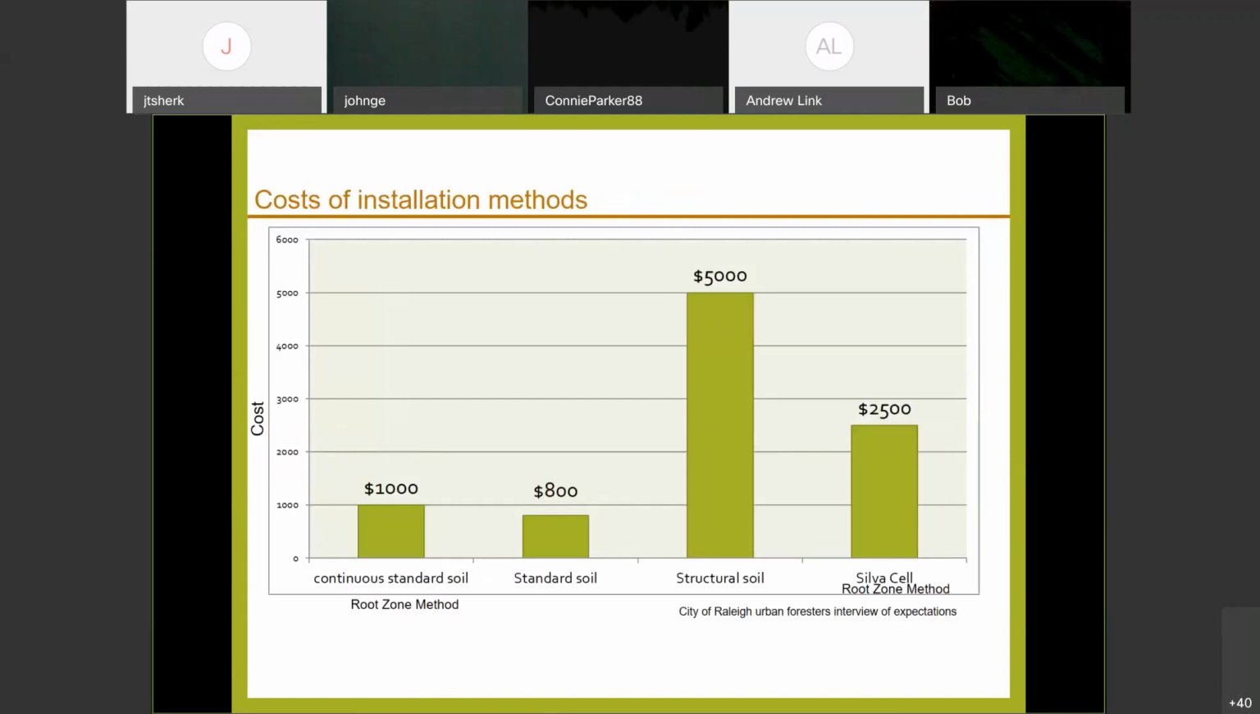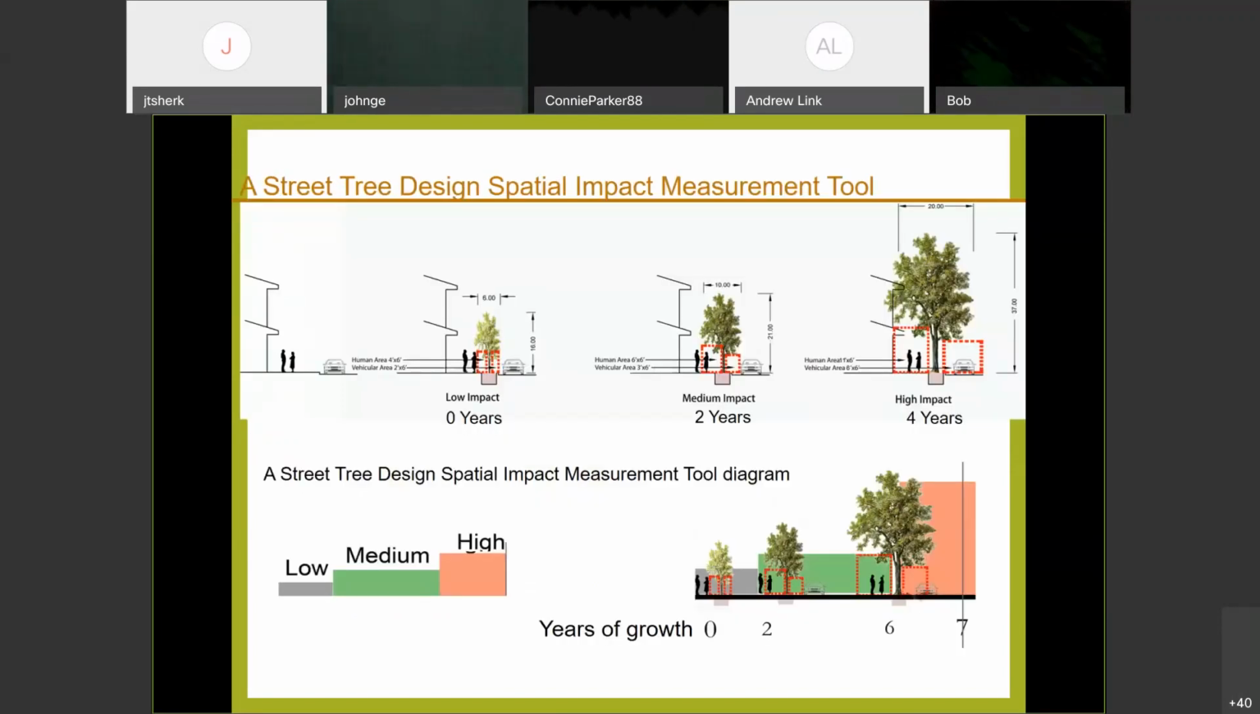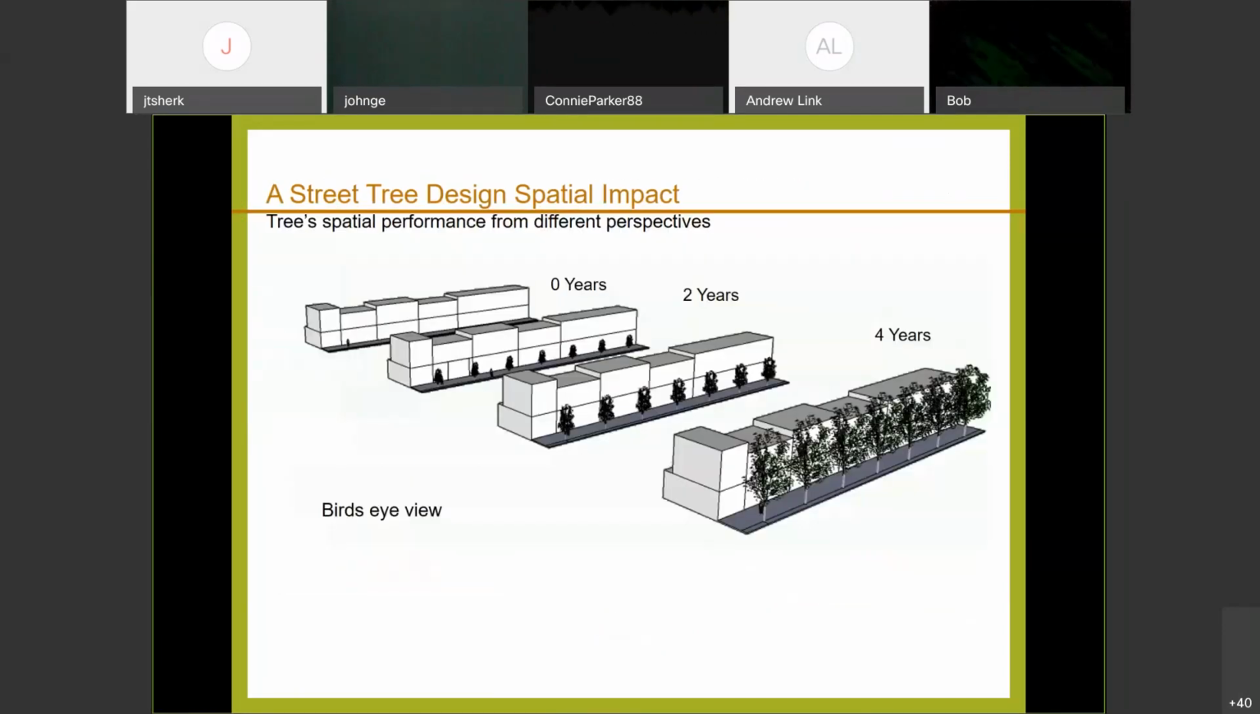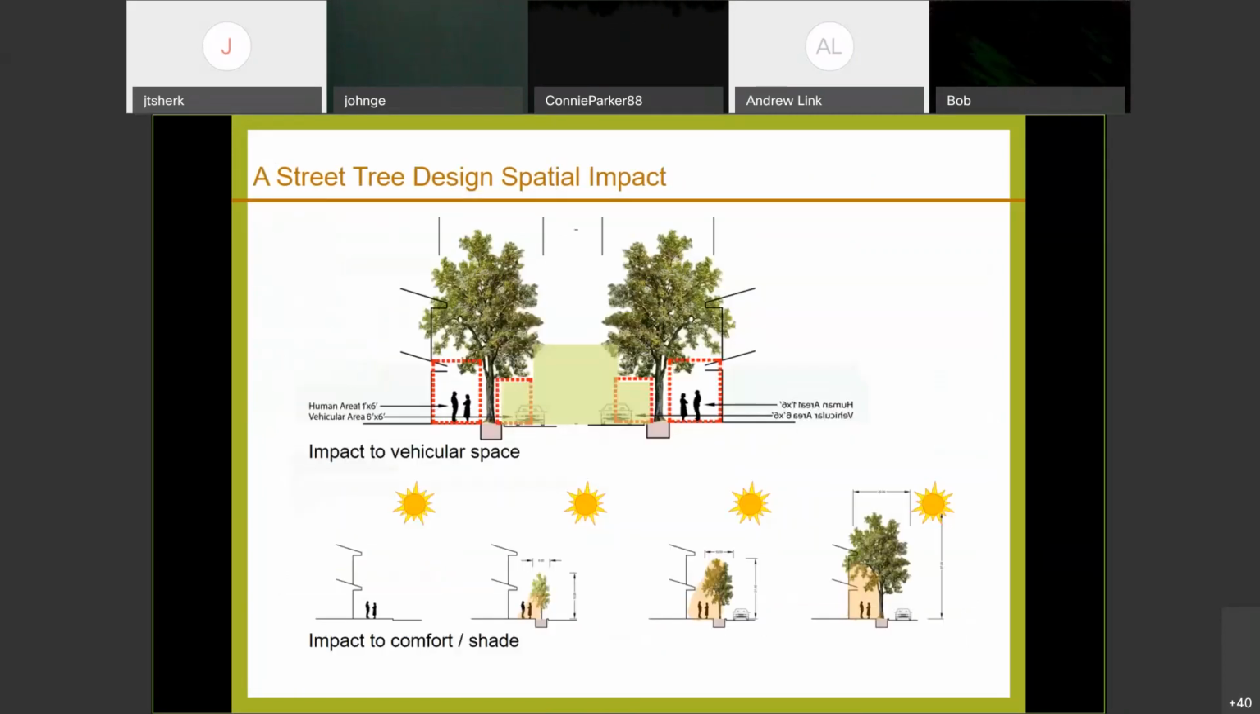And then we looked at the cost of those, and we combined those two and assigned, okay, if you planted the first year, it has sort of a low value, then a medium impact, and then a high impact as they get large and create shade trees. So this is a little diagram showing that.